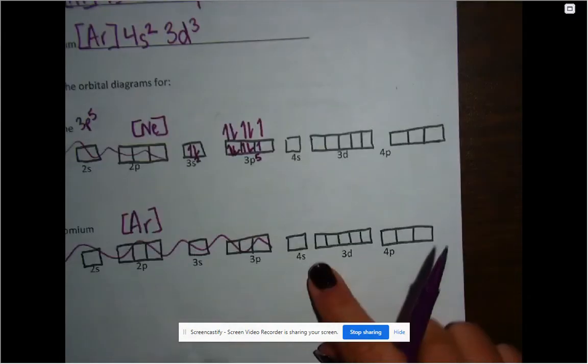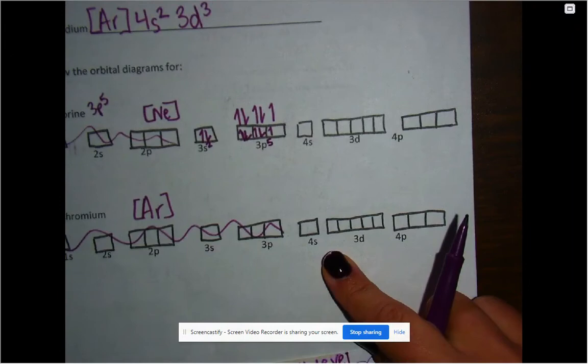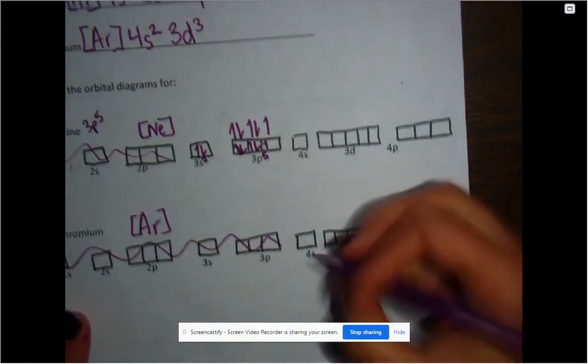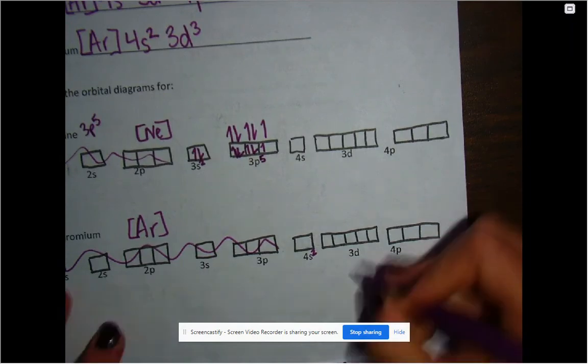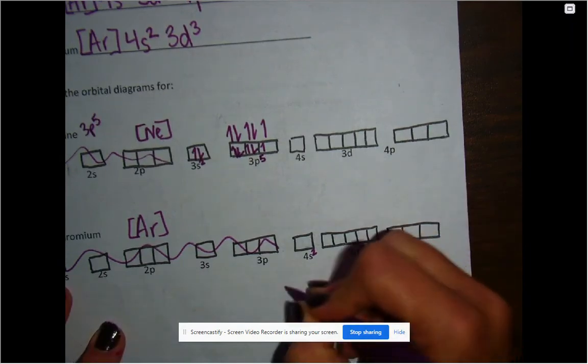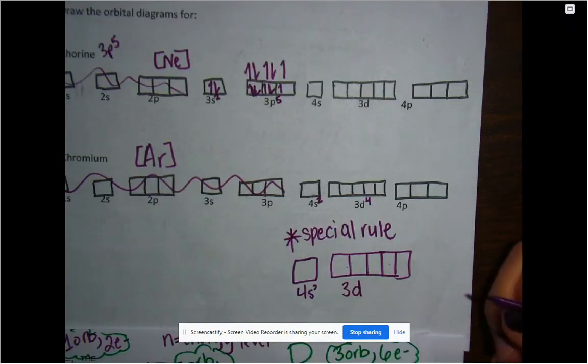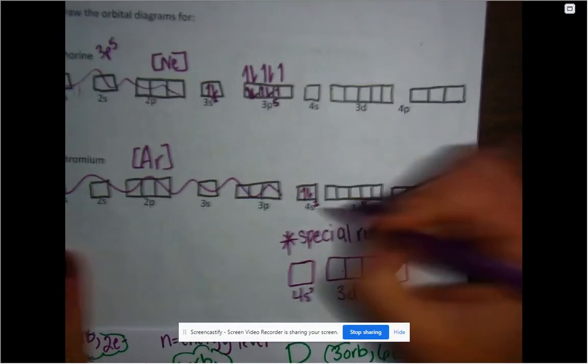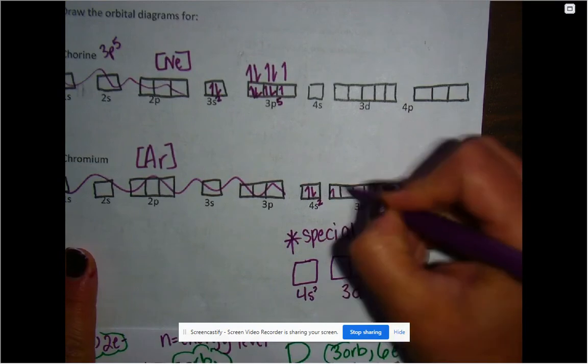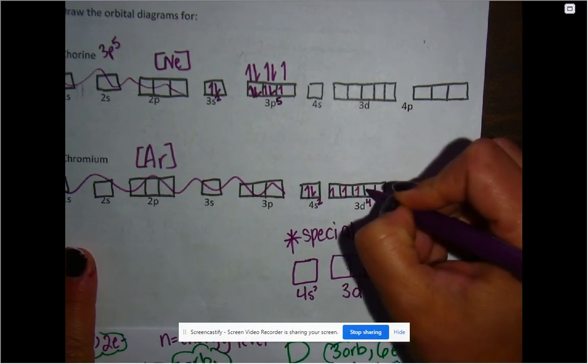So 4s. After 3p6, we have 4s2. Where do we end for chromium? 3d4. Okay, then, not applying the special rule, we would just fill up our 4s2, right? So we would go up, down, and then we would say up, up, up, up.